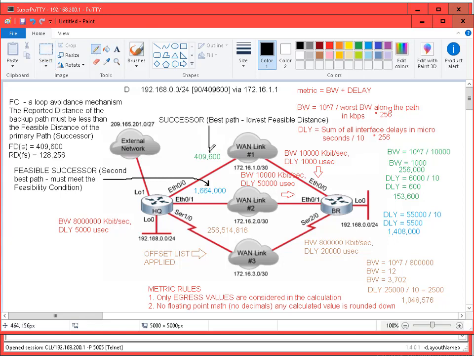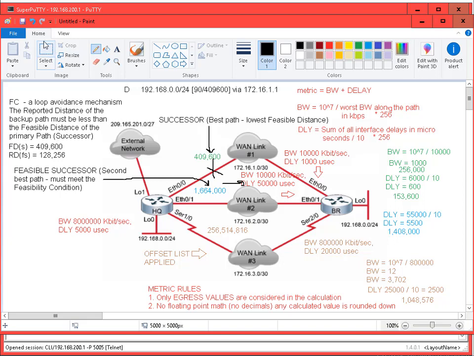If for some reason this path fails, let's say this link goes down or whatever, the convergence time for EIGRP is almost instant because it immediately starts routing over this path because it's already selected the next best path. All right. So in order to ensure that EIGRP can converge as quickly as possible, you want to make sure that you have a feasible successor, even if you have to trick the router into thinking so.